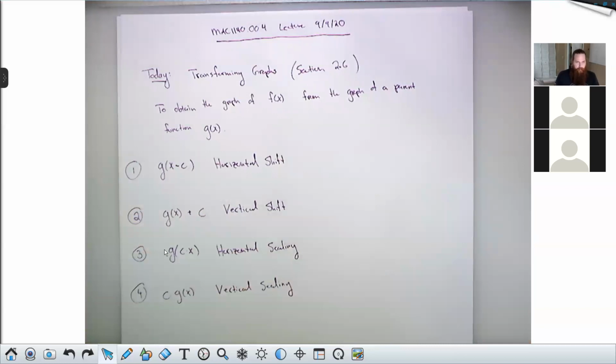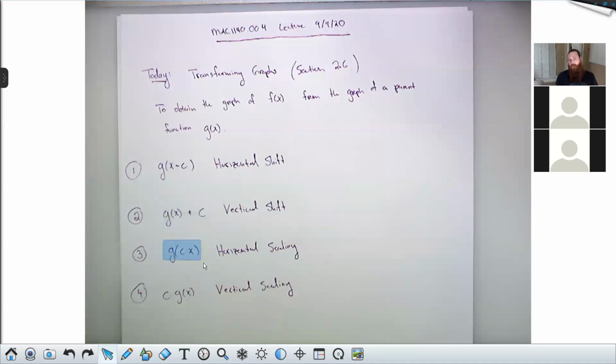Left, right, up, down stuff. So here, if C is a positive number, you will move to the right. And if C is a negative number, you'll move to the left. There's a minus kind of built into the formula. Here, if C is positive, you'll move up. And if C is negative, you'll move down.